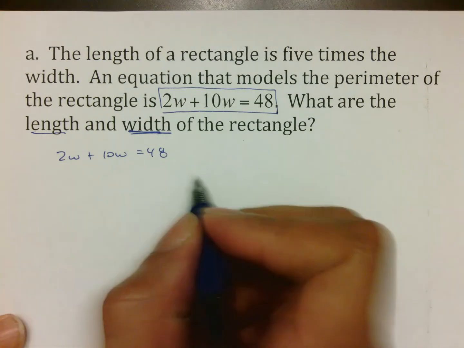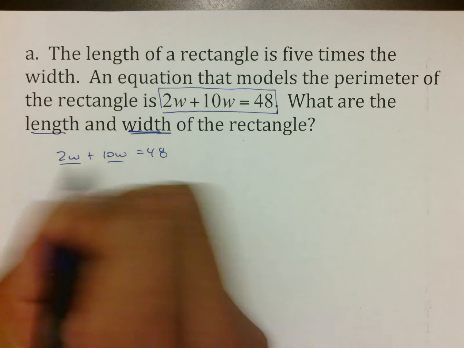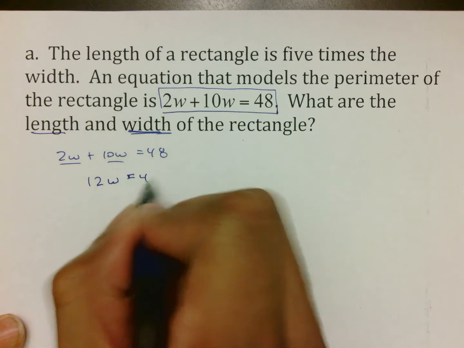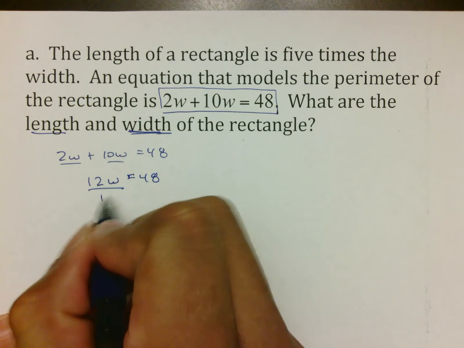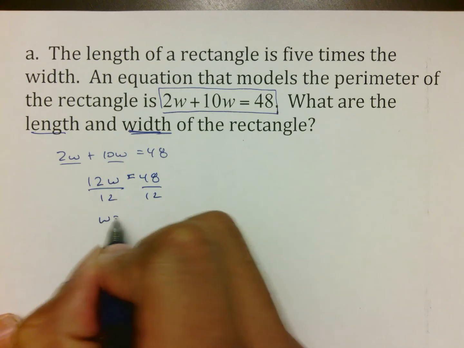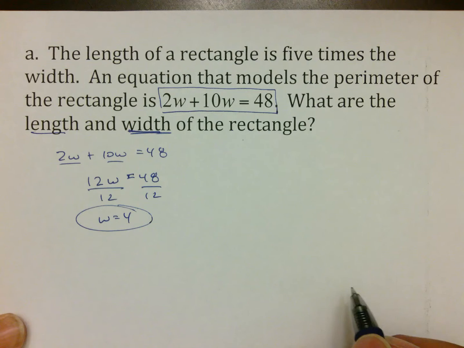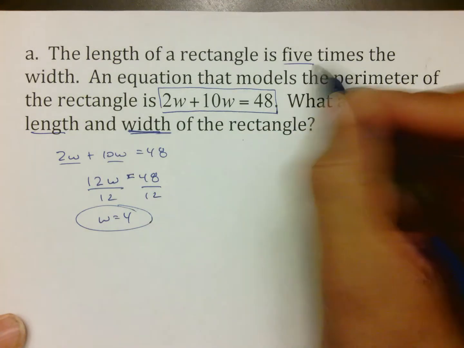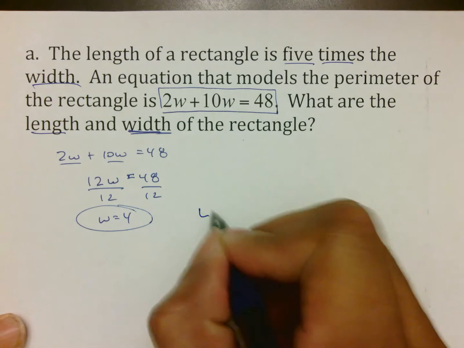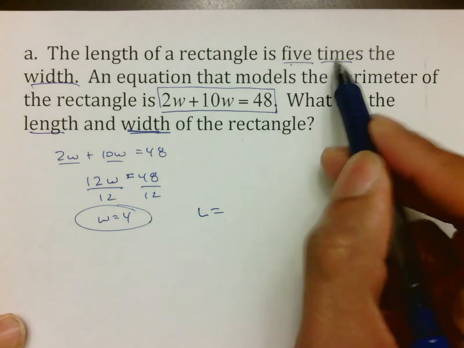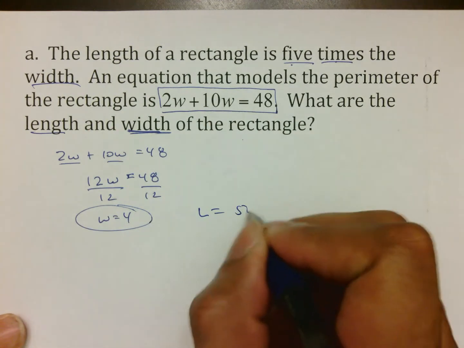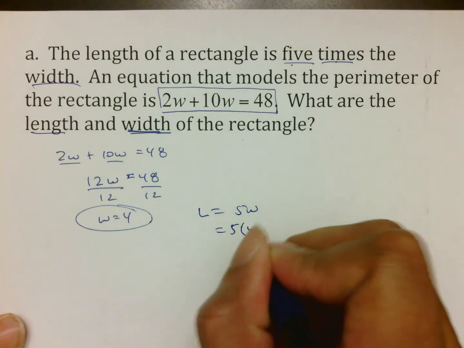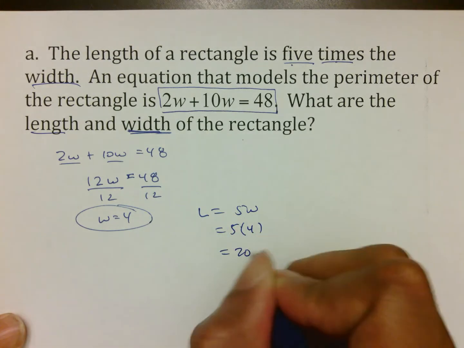So here's what we do. This obviously has a w here and a w there, which could be combined together to make 12w equals 48, which when you divide by 12 you end up with w equals 4. It says the length is 5 times the width, which means that if you want the length, you should just do 5 times whatever the width is. So 5w is your length, which means that it's 5 times 4, which means that your length is 20.